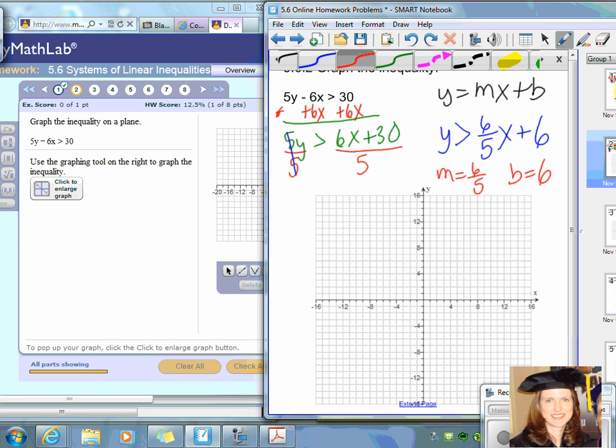I'm going to plot a few points, starting with the y-intercept of positive 6, and then using the slope of 6 over 5. I'm going to move up 1, 2, 3, 4, 5, 6 over 1, 2, 3, 4, 5. And then I can move in the opposite direction, 1, 2, 3, 4, 5, 6 over 1, 2, 3, 4, 5. And you can keep going. Now, because this is a greater than sign, it is going to be a dotted line.